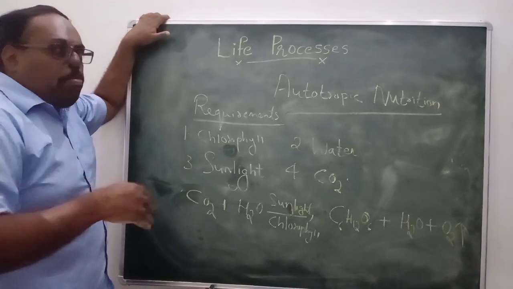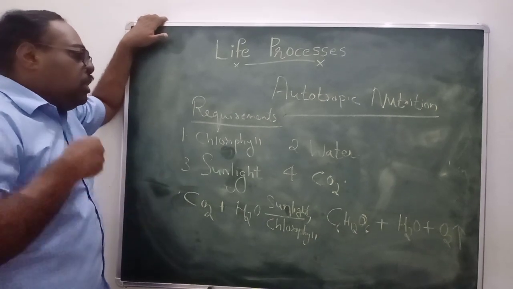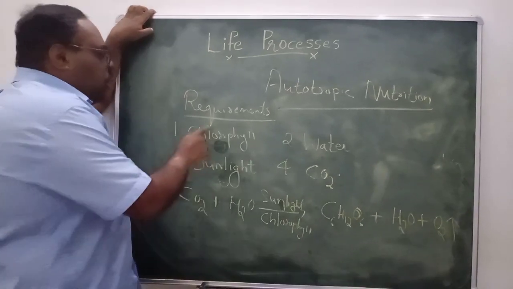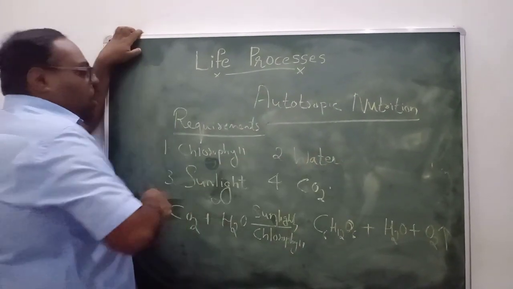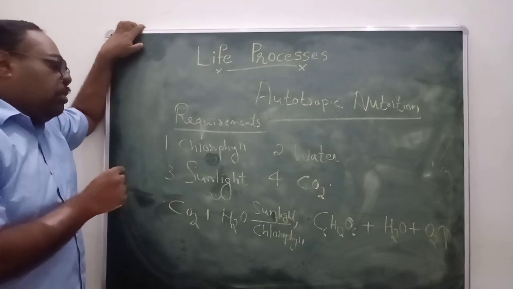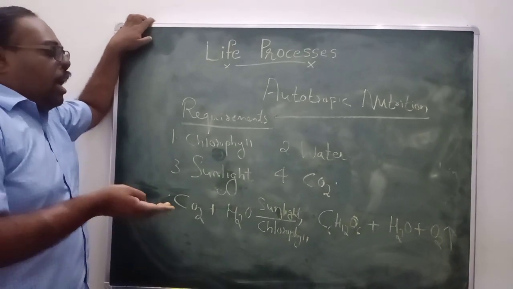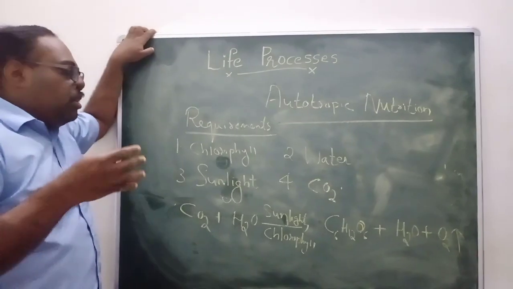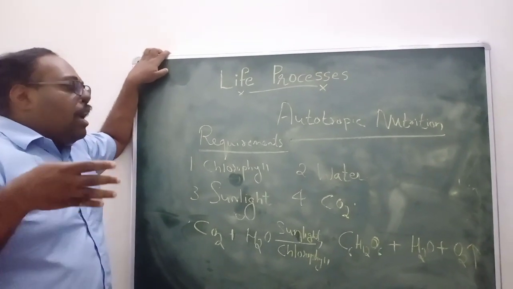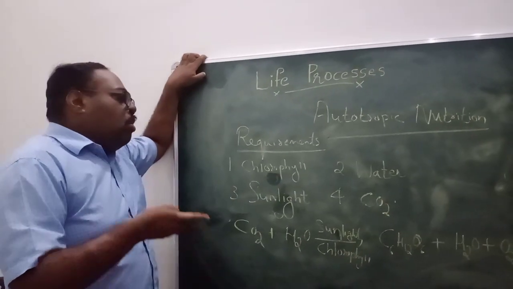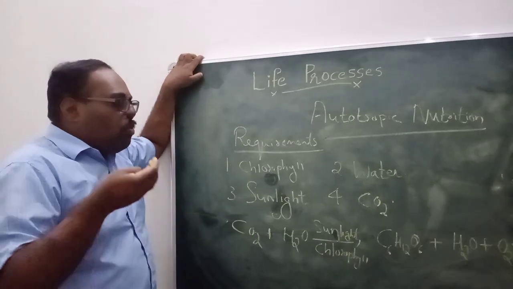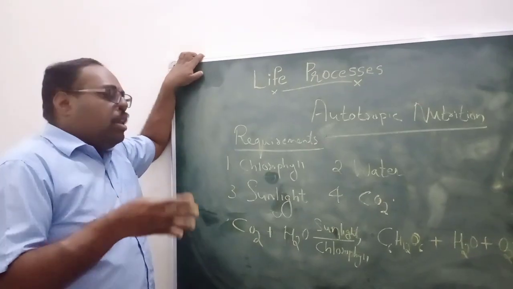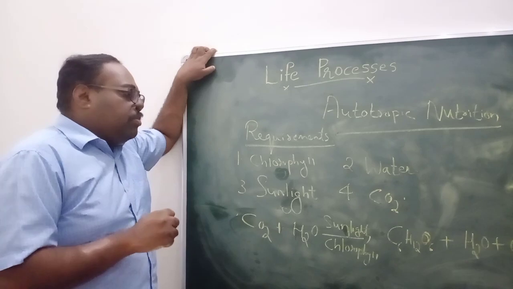In order to get proper autotrophic nutrition, that means if the plant has to produce a good amount of food, all these components should be present in the proper ratio. That means if the chlorophyll is high and there is not much water, or the intensity of the sunlight is very high and there is no water, or the chlorophyll is not able to absorb sunlight, all these things will affect the production of food.